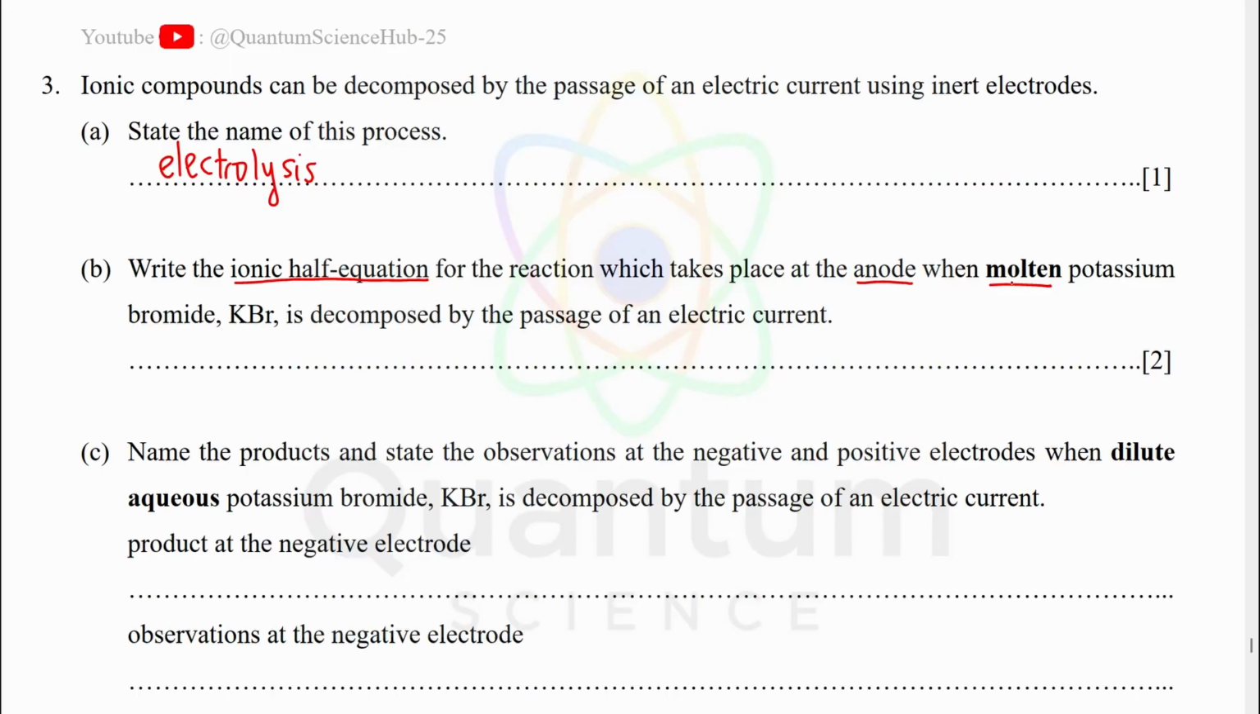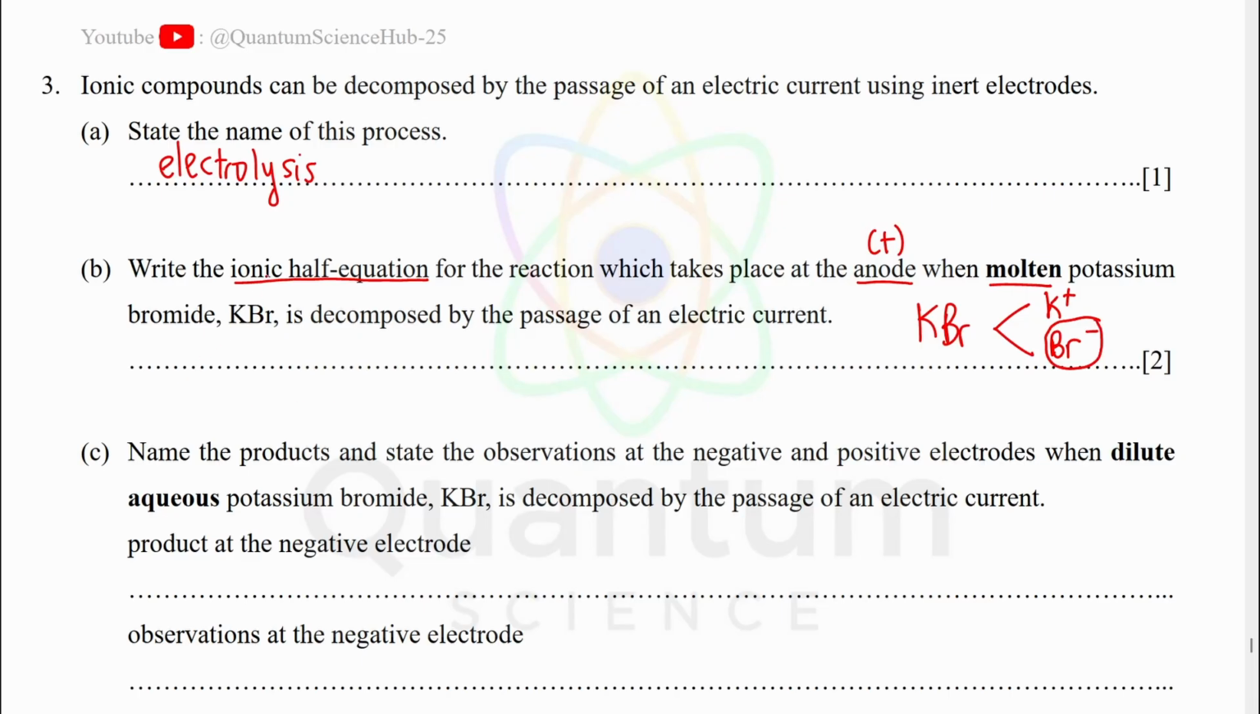So this is just molten. It is not dilute or concentrated. Molten means there is no water, so you only have the compound itself. So we have KBr, right? So what are the ions? K positive and Br negative. And anode means it is the positive electrode. So who will attract it to positive? Something negative, right? So which is Br negative.